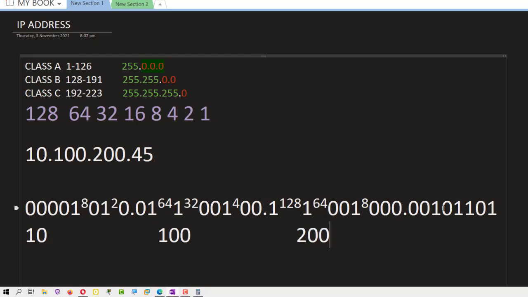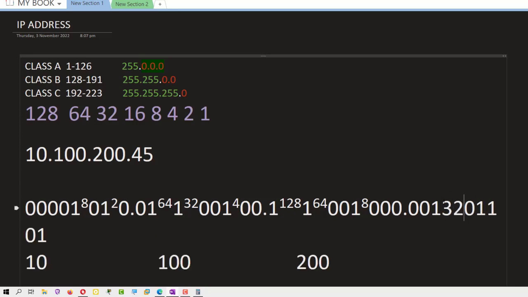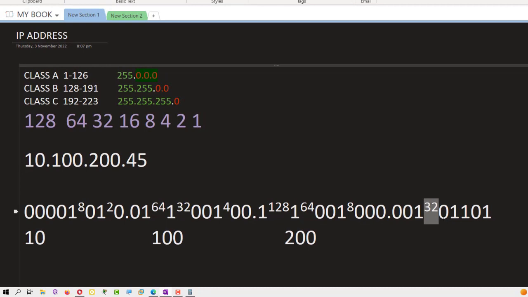And then now there is 45. Let's see if we get 45. So we have 128 and 64, which are off. We have 32, which is on. Let me expand this. Counting 1, 2, 3, 4, 5, 6, so 5 and 6 is on. Then 8 is on, 4 is on, and 1 is on, right? So let me just put that there.